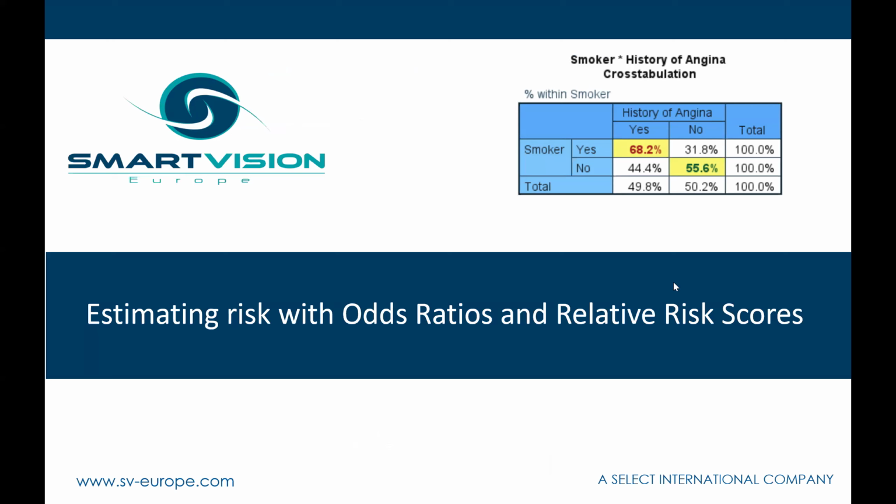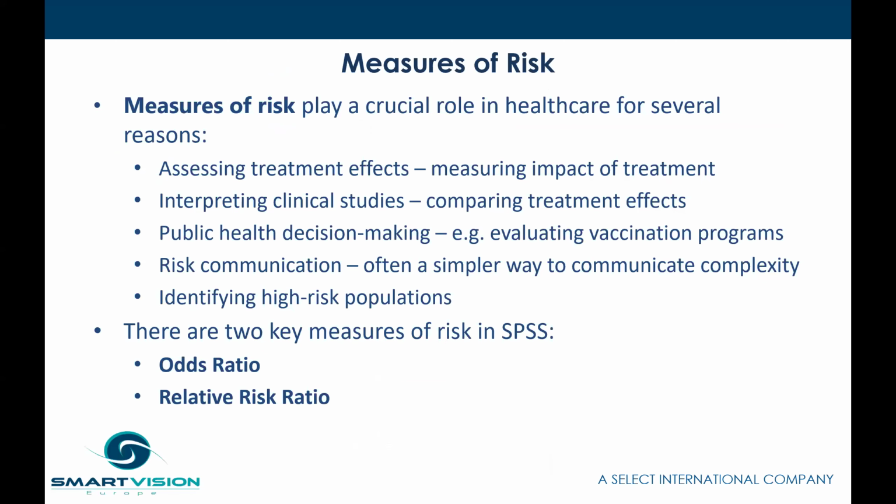So the next thing we're going to look at is estimating odds ratios and relative risk scores. We've got to speed up here a little bit because we're running out of time. I want to get on to survival analysis, so I'll do this quickly. Suffice to say that measures of risk play a crucial role in healthcare for several reasons: assessing treatment effects, measuring the impact of treatment, interpreting clinical studies, public health decision making, evaluating vaccination programs like the COVID vaccination program, and risk communication.